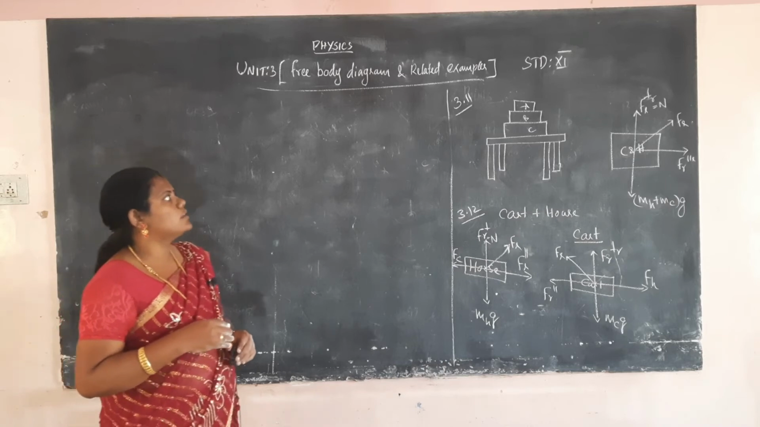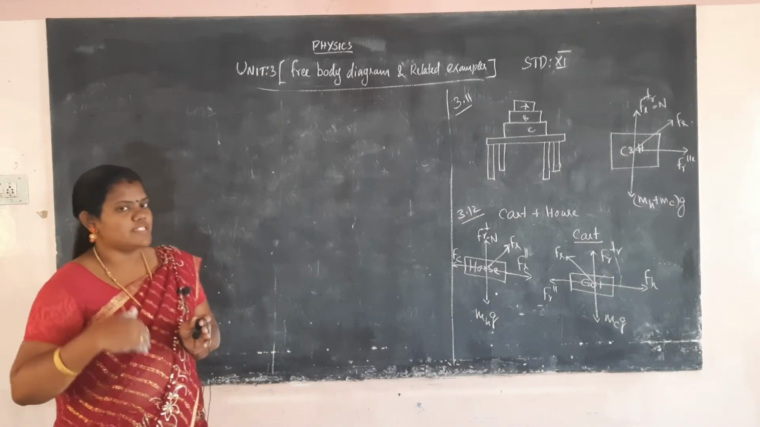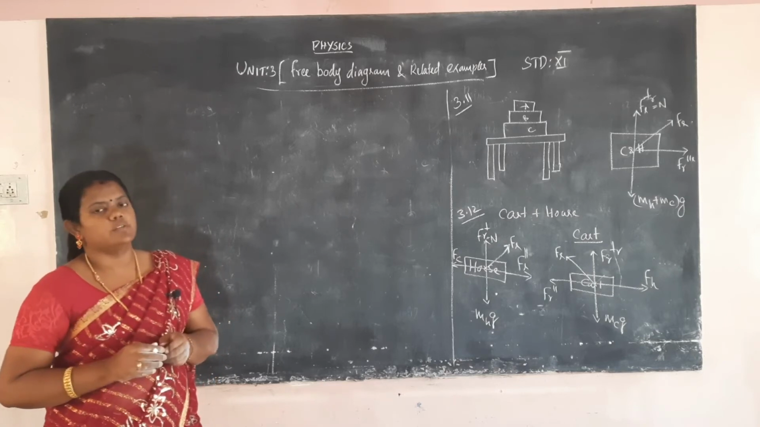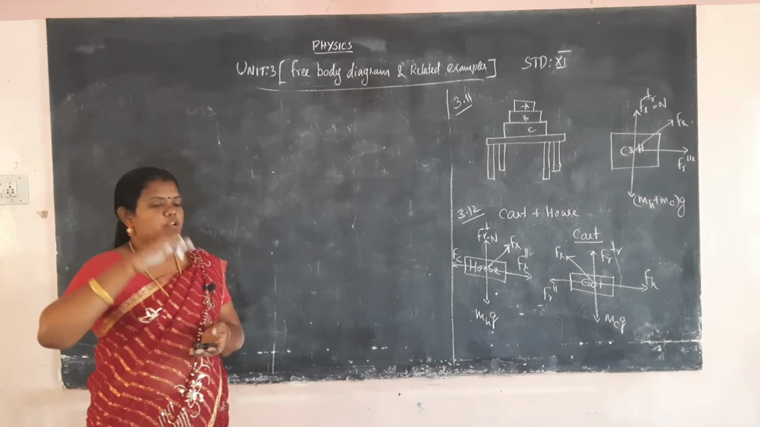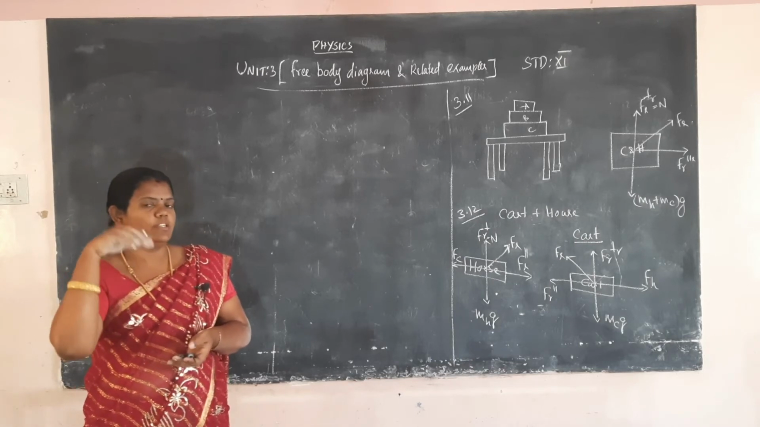One block has a small size comparable to the second one, and the second one has a small size comparable to the third one. Okay, one book is placed on top of another book. 3 books are arranged one on top of the other.